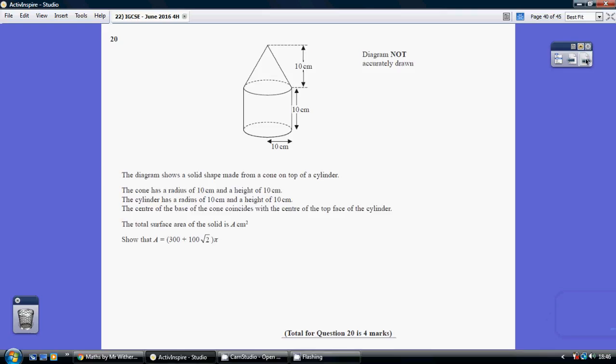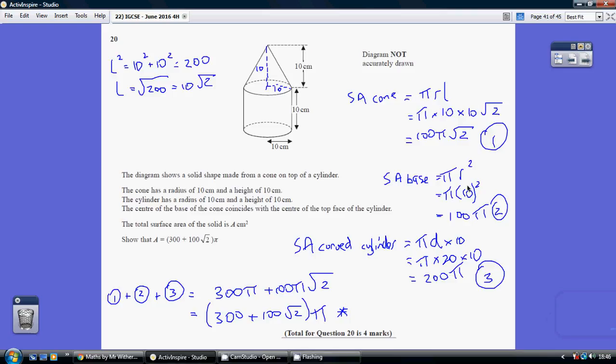Question 20. So, good question here. Some bits harder than others. So let's get the easier bits out of the way first of all. We've got to show that the total surface area equals something. So let's leave the cone aside for now.